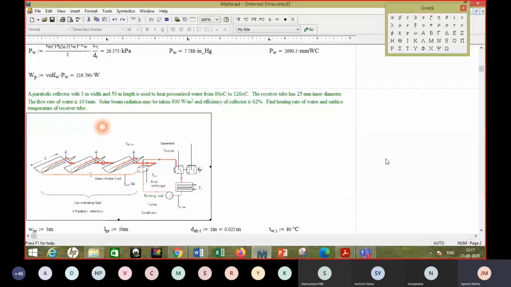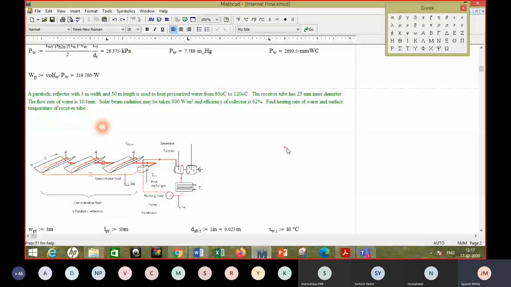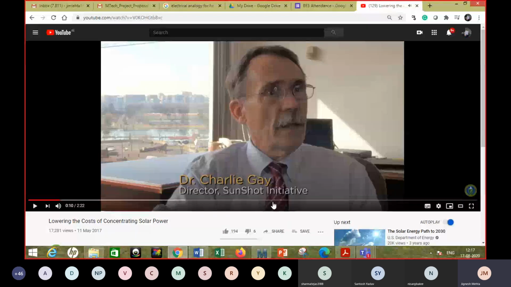So I think this made the idea of the parabolic trough type of collector for using the solar radiation. It's important for SunShot to focus on storage because that's the long-term lever that we have available.